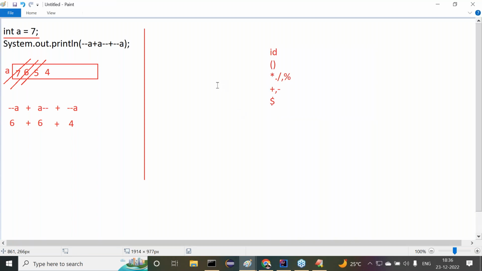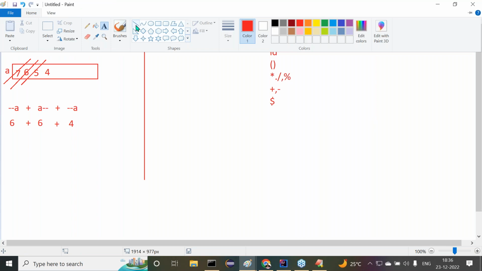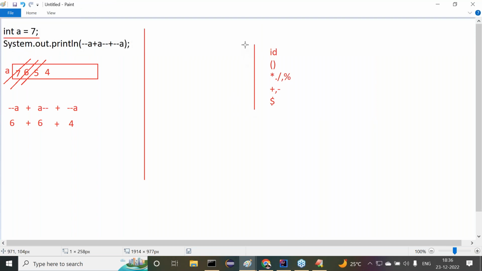Observe carefully. In increasing order of priority, the ID has the highest priority. Next is the parenthesis. Next is star, slash, and percentile. Then after that plus or minus. Then dollar has the least priority.